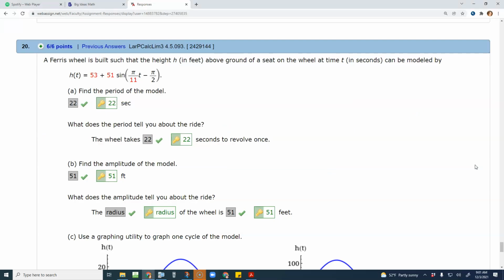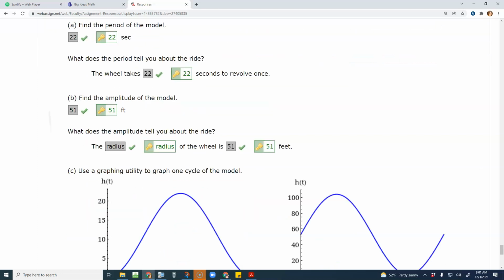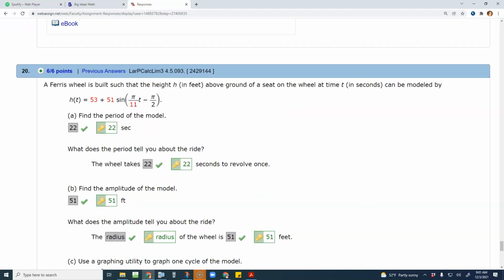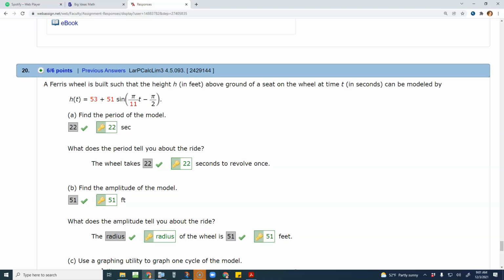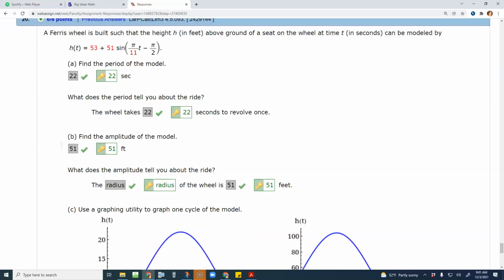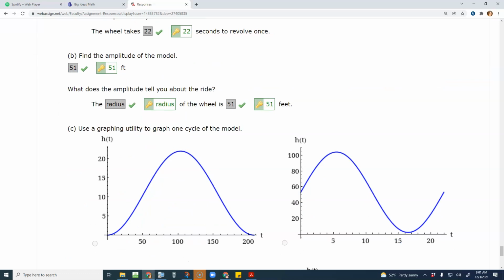What does the period tell you about the ride? Okay, I just answered that one. Amplitude, how high, how low? Guys, remember, it's just whatever's multiplying and stretching your wave. Vertical stretch, 51. What does the amplitude tell you about the ride?